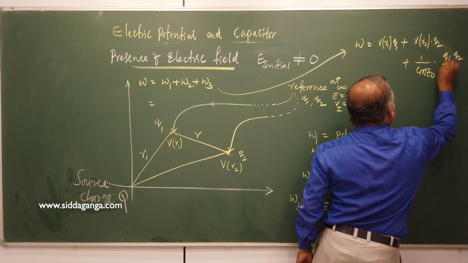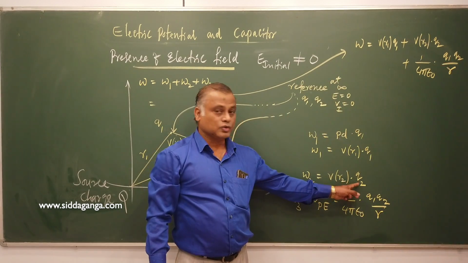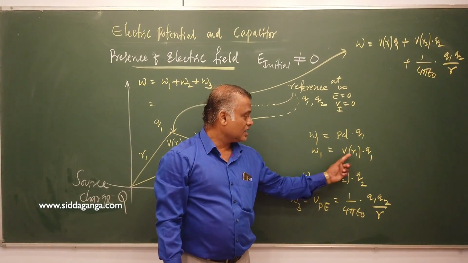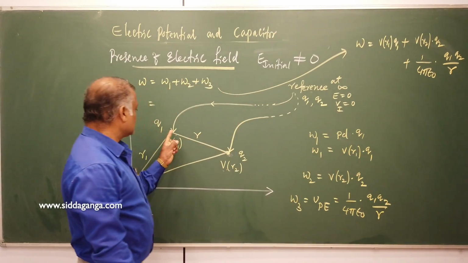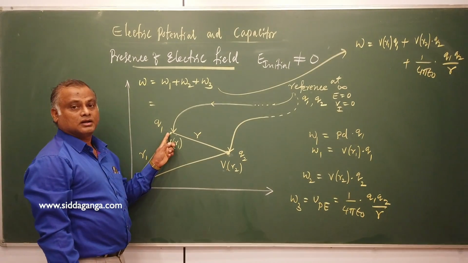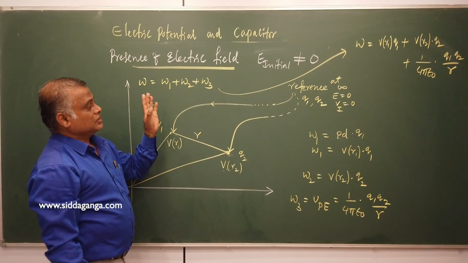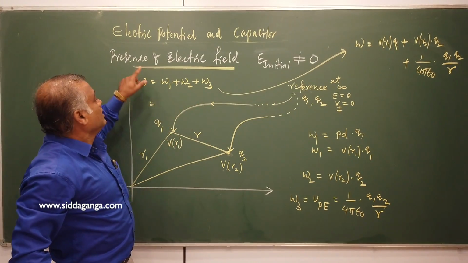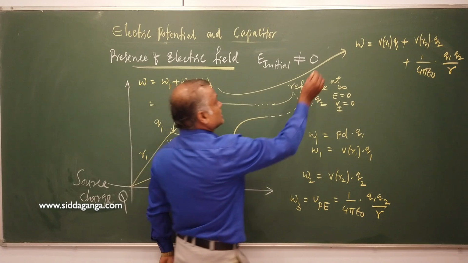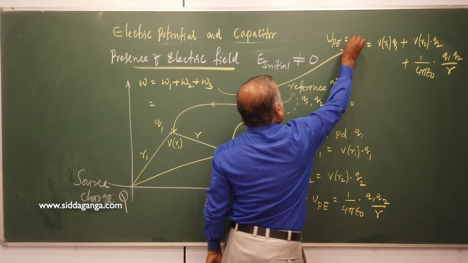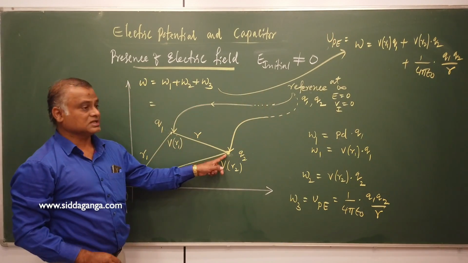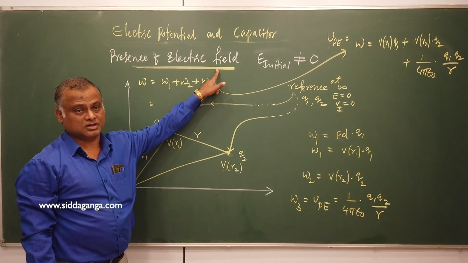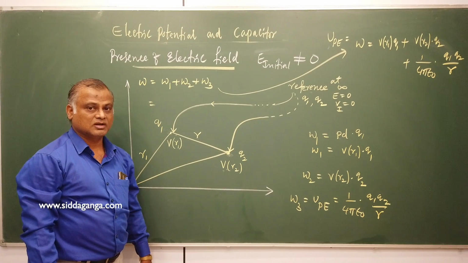Q1 Q2 by R. Understand, this is V of R2 Q2, and this is V of R1 Q1, where V of R1 means potential at this point at a distance R1. Okay, this is how you may get it for 3 marks also. Write the expression for stored potential energy due to a system of 2-point charges in the presence of electric field. I think you understood this. Just memorize this. Copy it down.